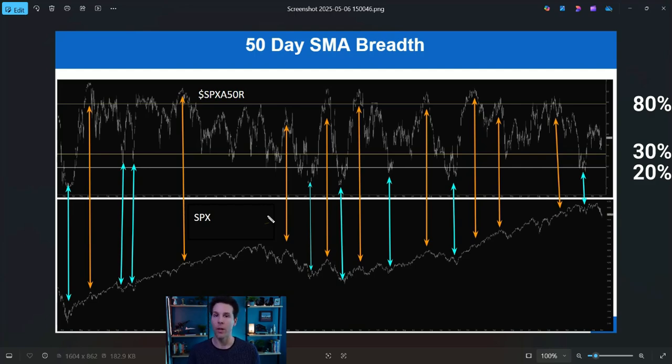But how do you know when that is? Well, using something like the 50-day SMA breadth, when it gets down to extreme levels, and extreme levels are like 10%, 5%, something, that's pretty extreme.